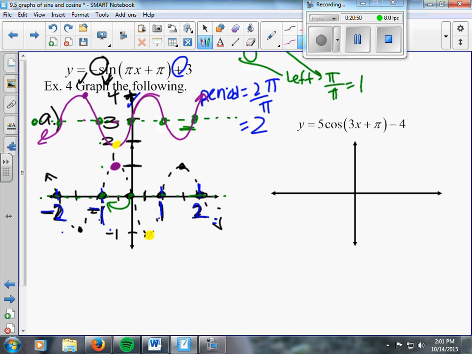All right, and so that purple graph up there is my final graph. All right, this one I'm going to leave for you to do. Okay, practice at it and see how it goes. I think you're going to be just fine.